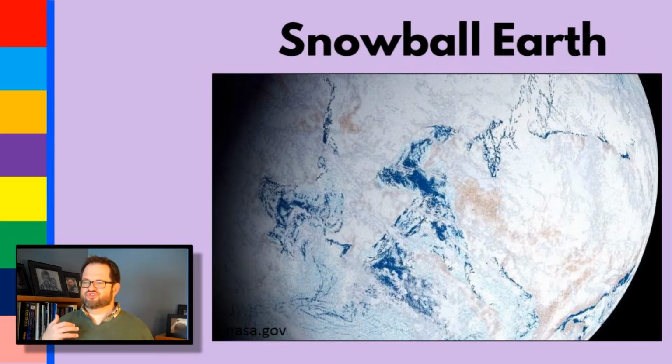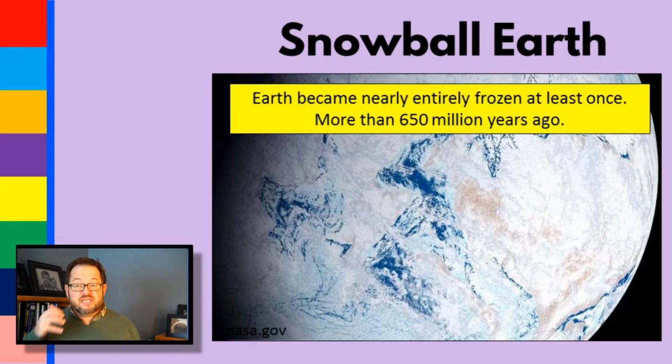Perhaps the most dramatic such event was the so-called Snowball Earth. During Snowball Earth, the Earth became nearly frozen. It happened at least once, maybe twice. The geological evidence is a little bit unclear about that. But it was a long time ago. It was 650 million years ago. This is long before creatures were crawling out of the ocean and all that kind of stuff.